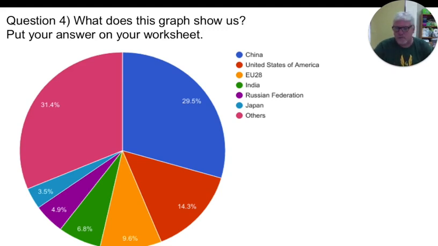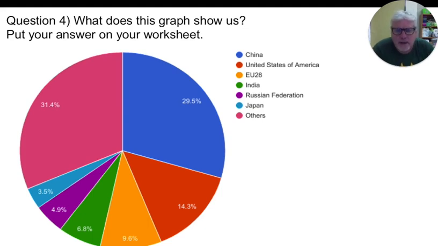All right, we'll go back to our worksheet and let's take a look at this graph. You have this picture, even though it says question 4, this is question 5. What does it show us? A couple of questions. Which country produced the greatest amount of carbon emission worldwide? Okay. And which country produced the least?